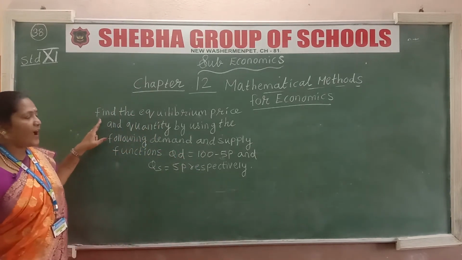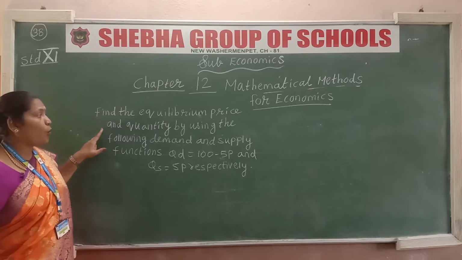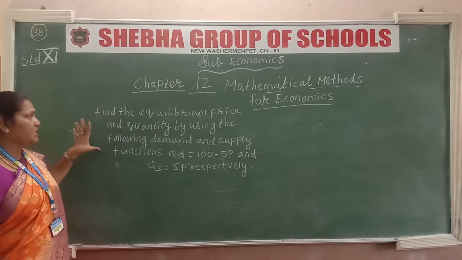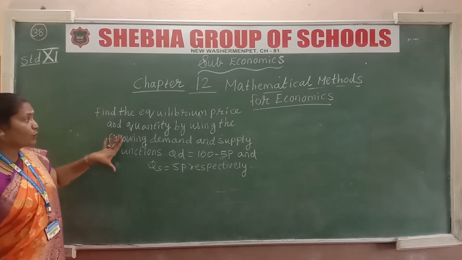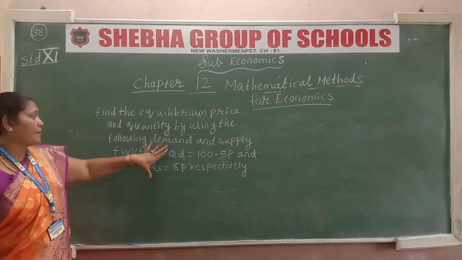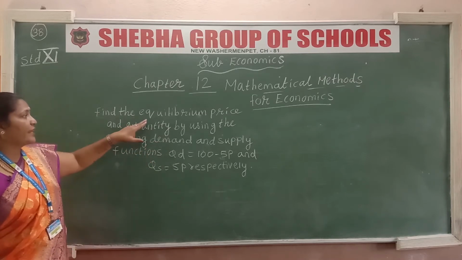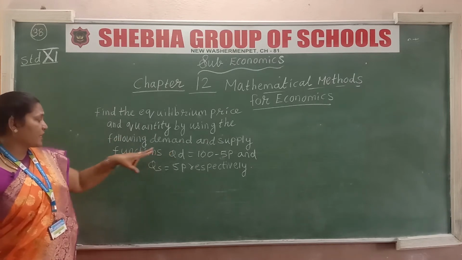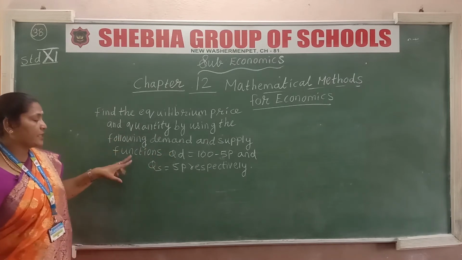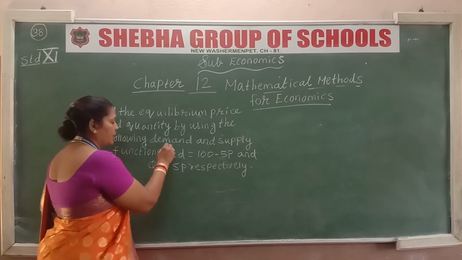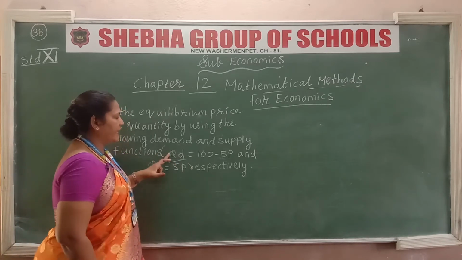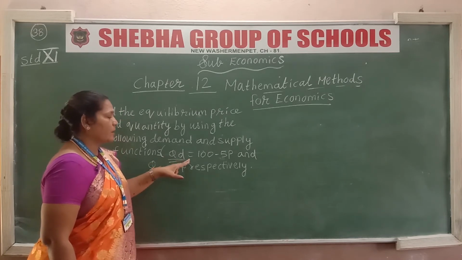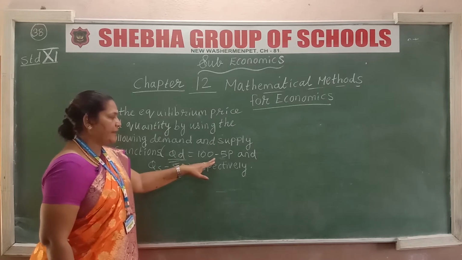Now the second one: find the equilibrium price and quantity by using the following demand and supply. What they have explained is that we have to find the demand and supply functions with the use of the equilibrium price and quantity. Is it clear? The demand and supply functions are mentioned like this. That means Qd is the quantity demanded. Is it clear? This is quantity demanded, equal to 100 minus 5p.